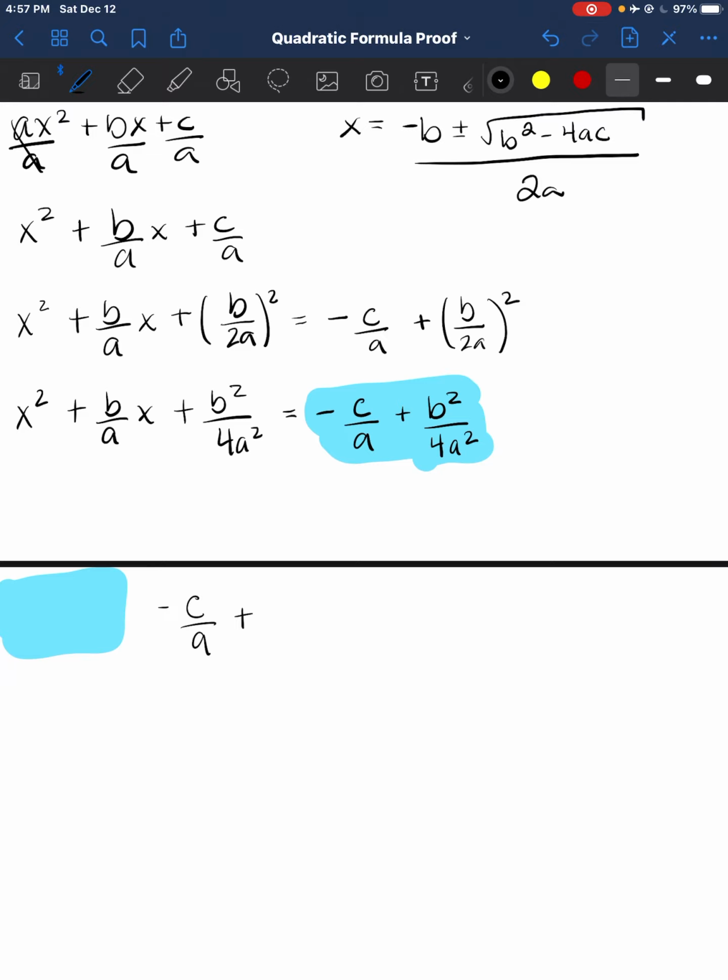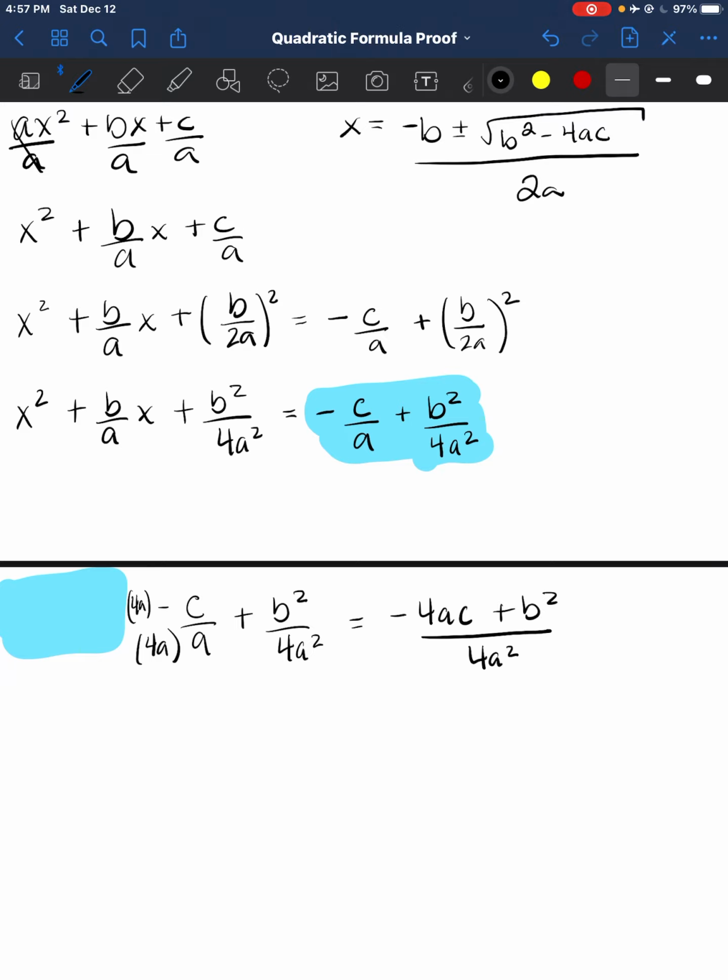Okay, so to simplify the right side, we have negative c over a plus b squared over 4a squared. The least common multiple between a and 4a squared is just 4a squared. So we're going to multiply the top and the bottom by 4a, which is going to give us negative 4ac plus b squared all over 4a squared. Now, you see, it's almost looking familiar, okay?